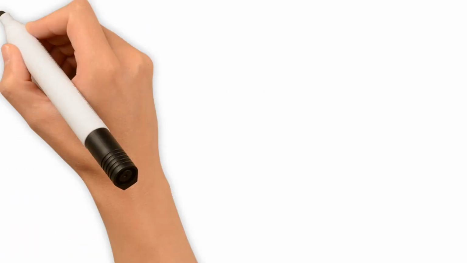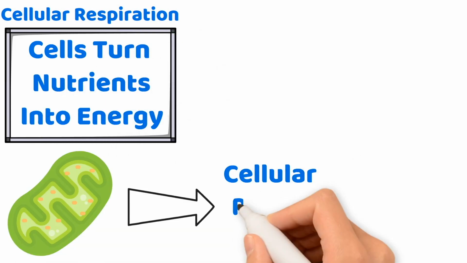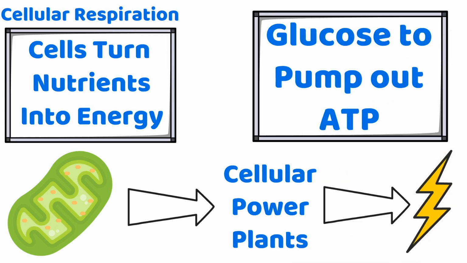Switching gears, let's talk about cellular respiration, where cells turn nutrients into energy. Mitochondria play a starring role here. They're like cellular power plants, breaking down glucose to pump out ATP, the energy currency of the cell.